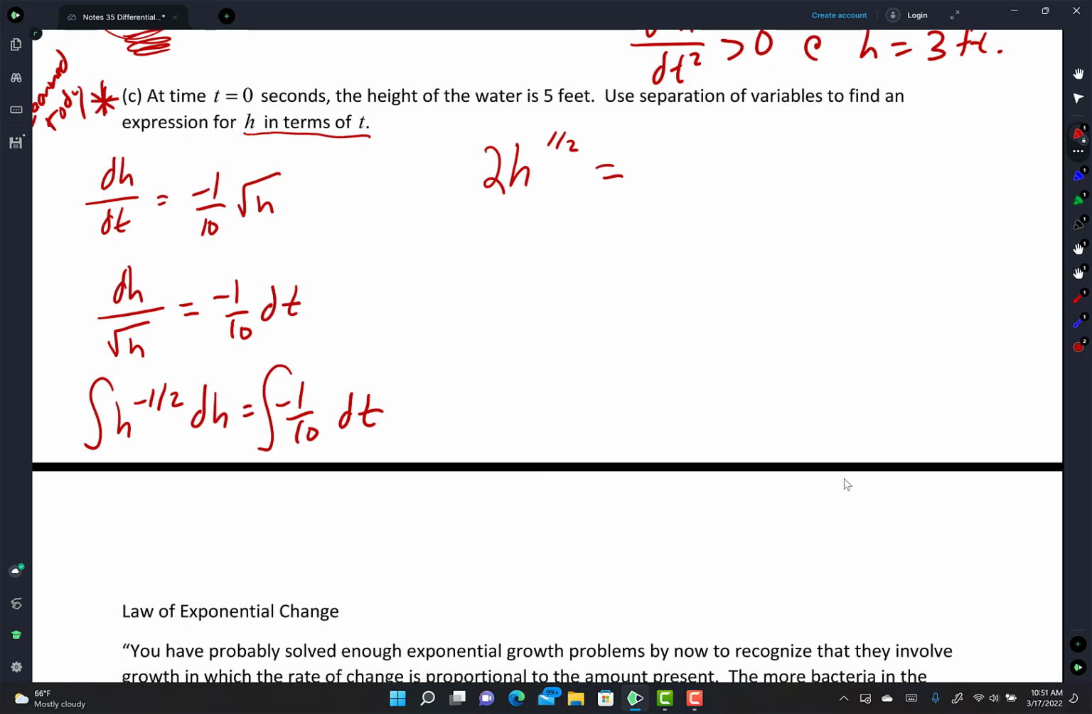what? Negative, and then what letter do I use? t. And then what do I put? Plus c. Can everyone get to there? All right, next. Look what they tell me: at t equals 0, how much water do I have?